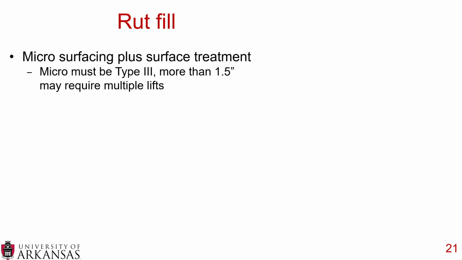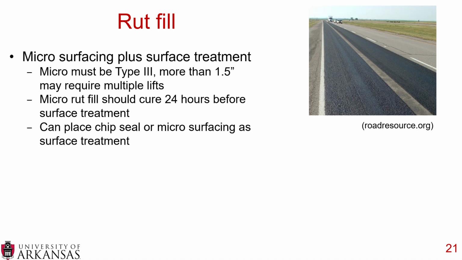If you have structural rutting, microsurfacing is not going to help. In fact, nothing will help, because if you have structural rutting, that means you probably have base problems. If you have base problems, it doesn't matter what you do with the surface or any part of the structure. You need to fix those base problems. Anyway, it's only placed on non-working ruts. You want to make sure that the micro rut fill cures 24 hours before the surface treatments, and then you can place a chip seal or a microsurfacing on top of everything as that final surface treatment.